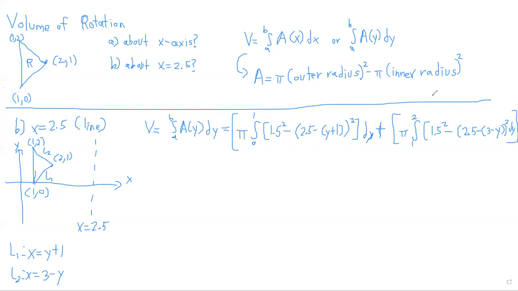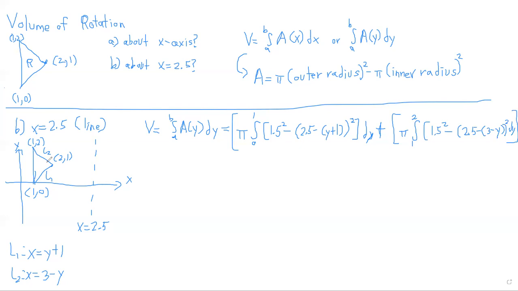Okay, so this is the exact formula that we use. Here, in both cases, from 0 to 1 and 1 to 2, the outer radius is 2.5 minus 1, because it's like the line x equals 1. And the inner radius is composed of L1 and L2.